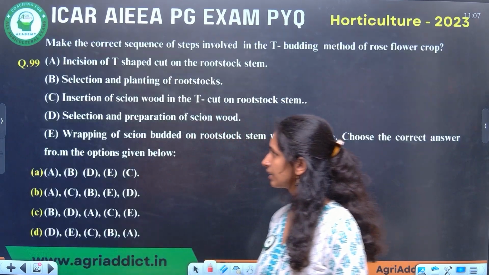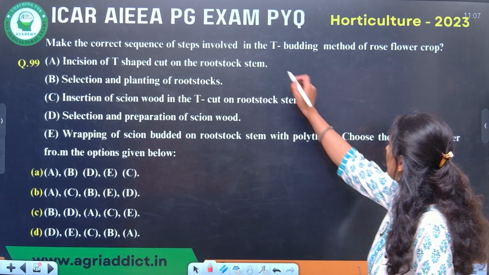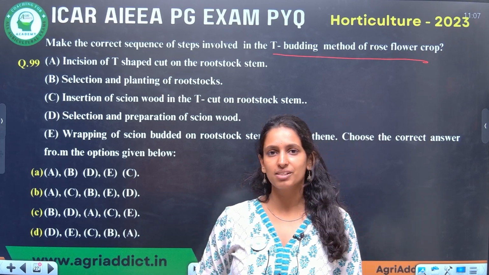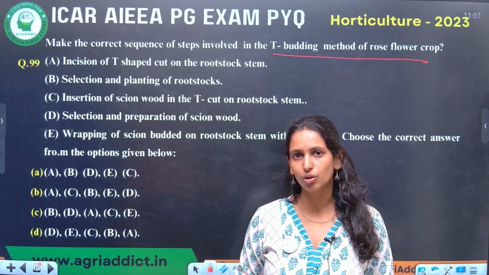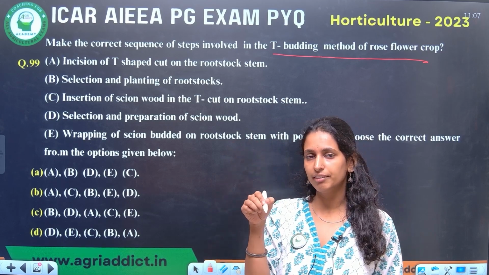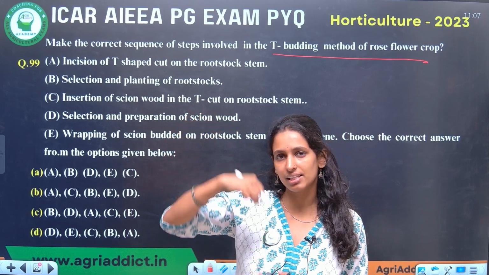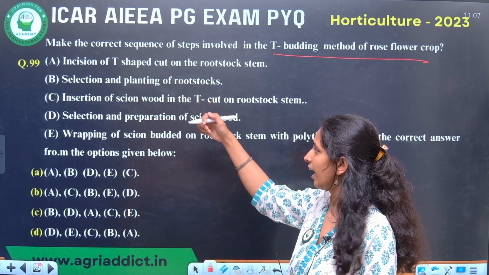Next question, again arrange the sequence steps involved in the T budding of the rose. T budding, to remember, is the main commercial method of propagation in rose. What they will be doing, they will be taking one rootstock and scion. Then they will be giving the inverted T or T-shaped cut in the rootstock, and they will be inserting the scion in that. If you know this much principle, you can easily arrange this.